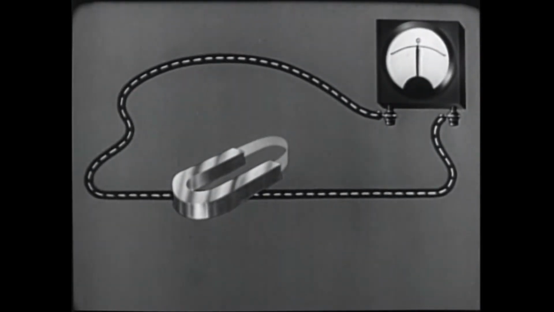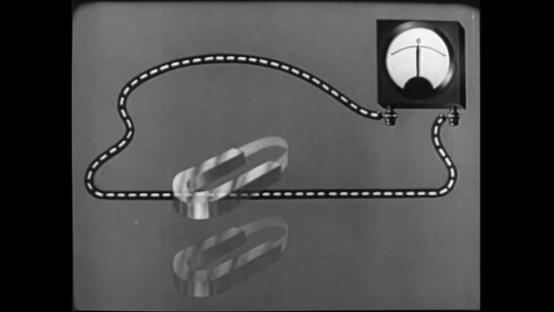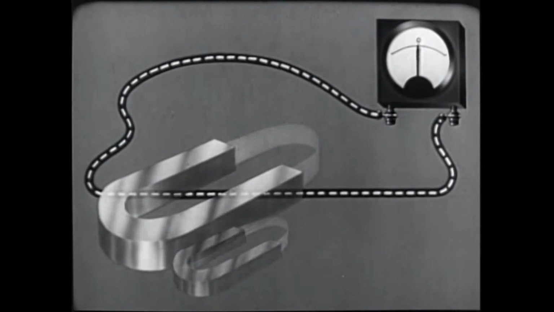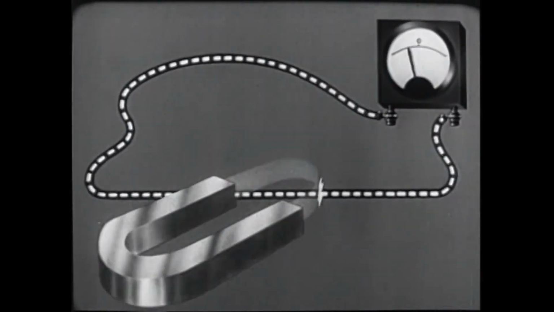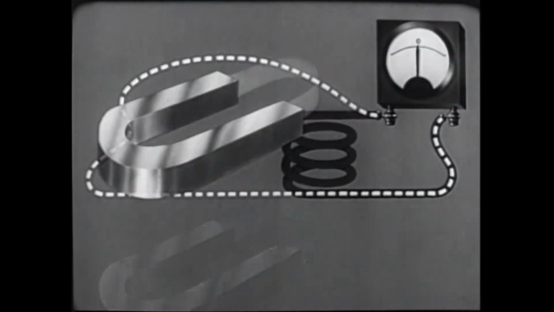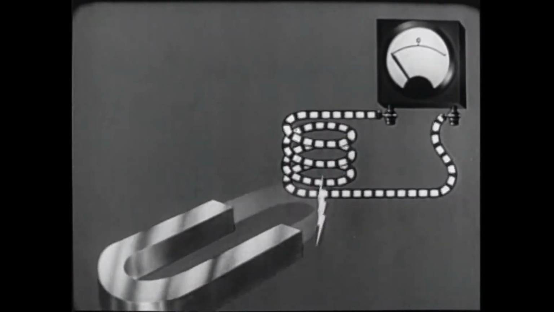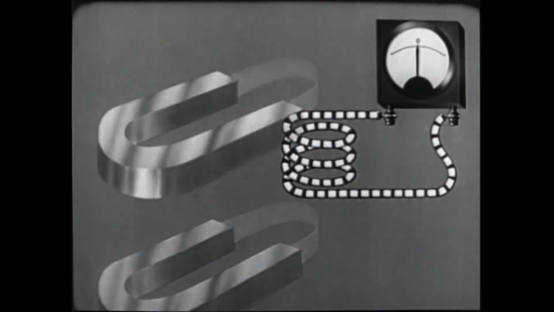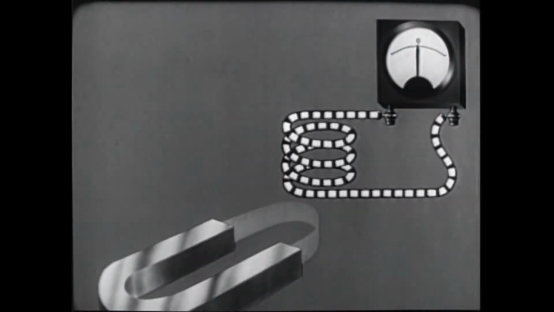We can change the amount of electric current flow in several ways. Move the magnet faster, more current flows. Use a stronger magnetic field, still more current flows. Now coil the wire so that several turns are in the path of the field. Again, the current flow is increased. Stop moving the magnet, current flow stops.